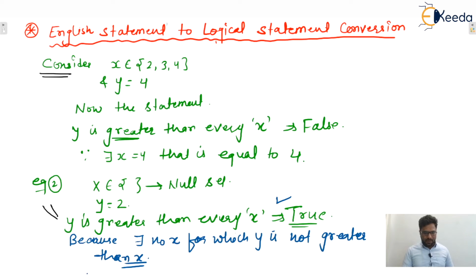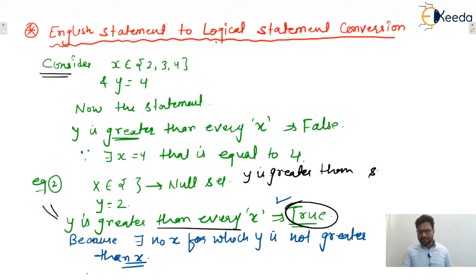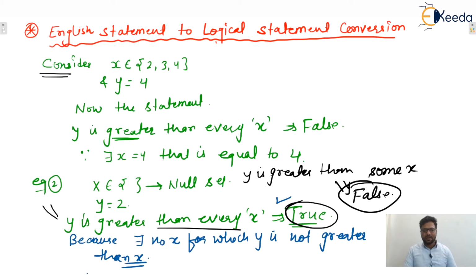Second example: y is greater than every x. That is true. Similarly, y is greater than some x. That is false. That is the meaning. Y is greater than some x is false, because some x means that x must be present. Okay, that is the concept.